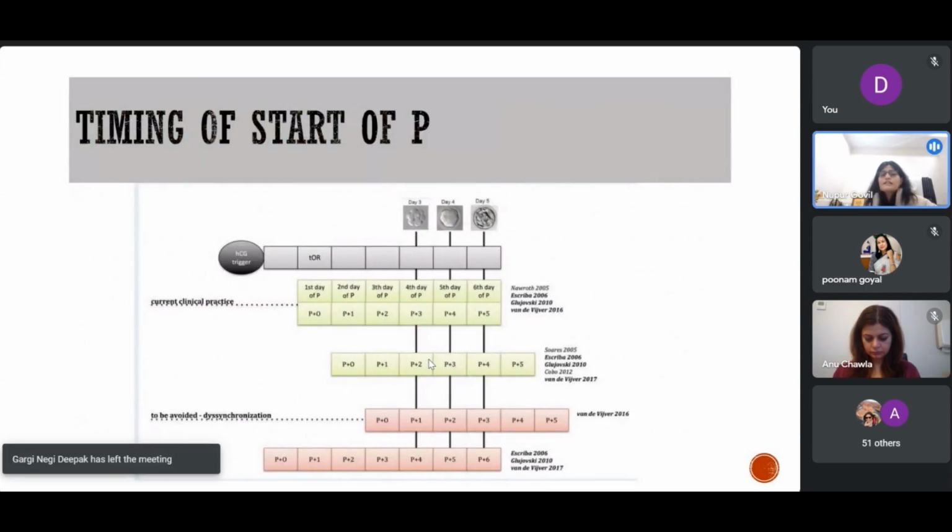Timing for the start of progesterone: if we are in an HRT cycle, we consider TOR, that is a theoretical oocyte retrieval day, and start progesterone from that day. The progesterone should be given till the day of embryo transfer. A day 3 embryo can be transferred on the 3rd day of progesterone as well as on the 4th day of progesterone. Similarly, a day 5 embryo can be transferred on the 5th day as well as on the 6th day of progesterone. But later than that, it can cause asynchrony between embryo and endometrium.